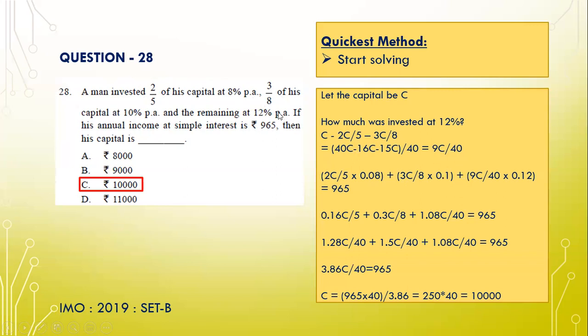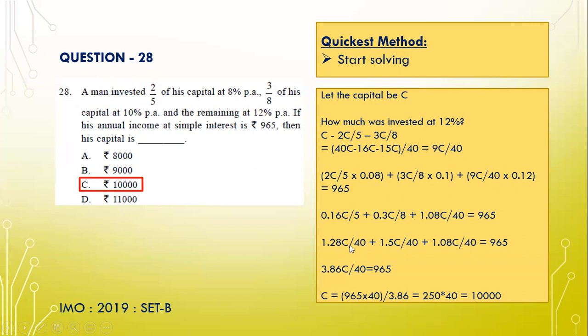Plus how much at 12%? 9C upon 40. So 9C upon 40 into 12% is 0.12. And what was the total income? 965. So 2C into 0.08 is 0.16C upon 5. 3C into 0.1 is 0.3C upon 8. And 9C into 0.12 is 1.08C upon 40.